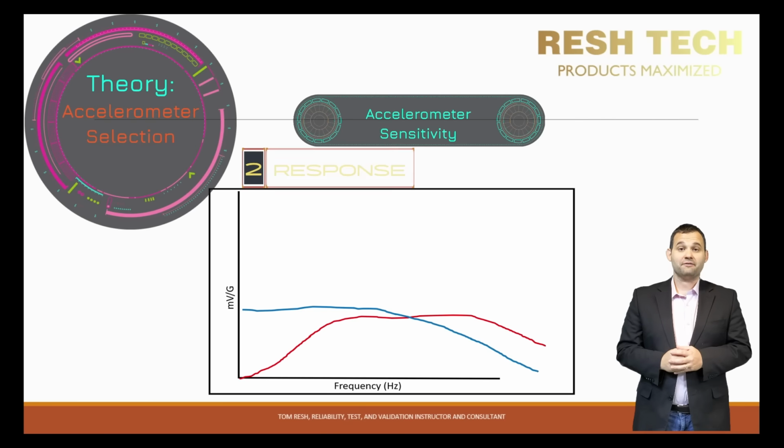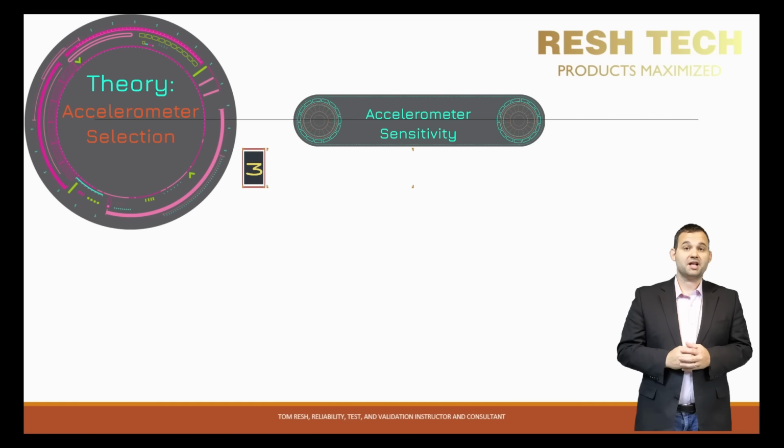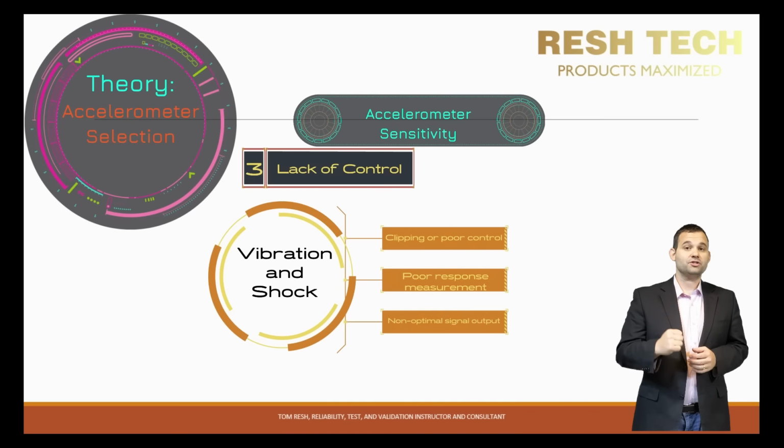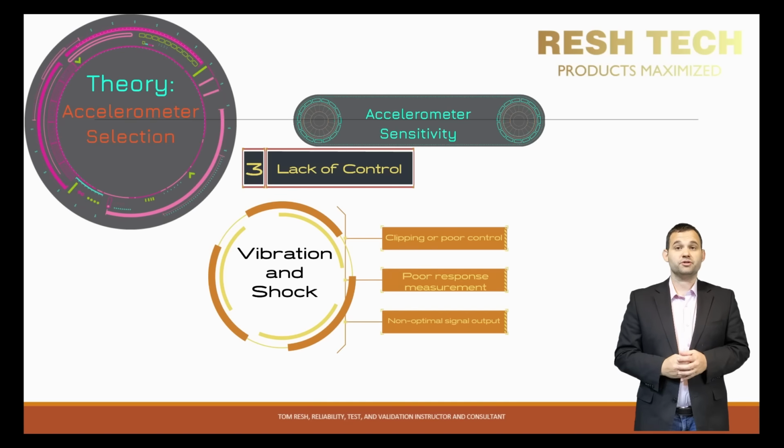Let's go ahead and cover lack of control now. You can end up having a clipped signal or never reach your profile G levels if you select the wrong sensitivity accelerometer. Additionally, if the accelerometer you selected has a frequency response that is not in the range of your test, you can end up with poor control or even out of control lines, especially with mechanical shock testing. And as you might have guessed, not having the right accelerometer for your test can cause noise issues, control issues, or even cause your test to fall out of the test specifications, tolerances, parameters, or even cause a test abort.